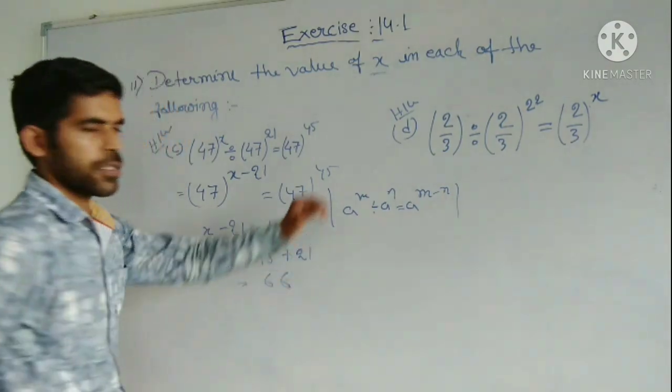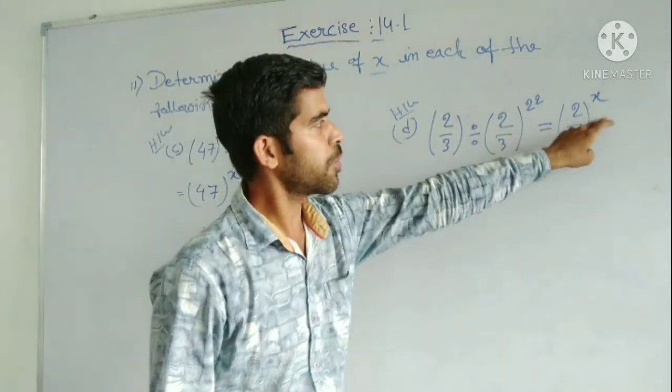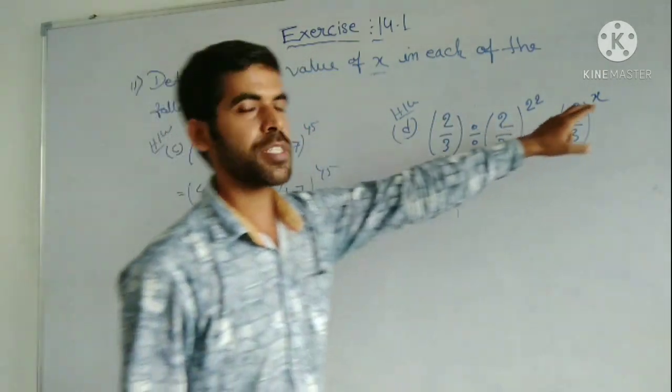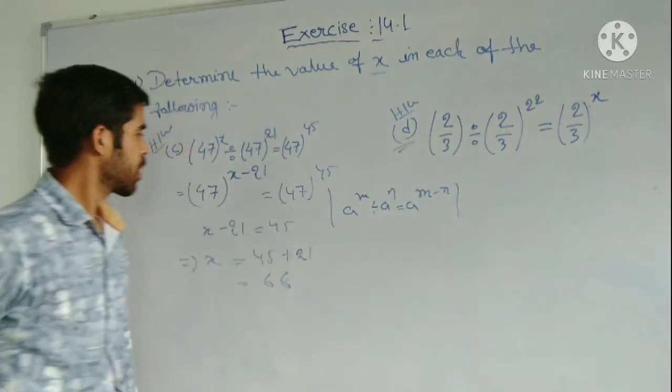And see question number D in your book, here 3 is written because this one will be x. In the book some printing mistake is there, so there will be x, but this one you do by yourself. Okay, thank you.